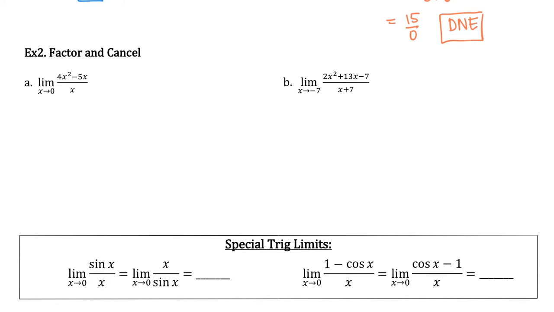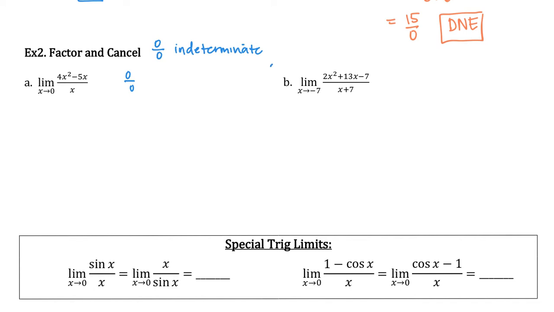If I do direct substitution here, limit as x approaches 0, let me plug in 0. At the top, I get 0 minus 0, which is 0, and on the bottom, I get 0. Now, if you get 0 over 0, this is what we call indeterminate. It doesn't mean it doesn't exist. It means I have no idea what it is, and I need to do more work to figure out the answer, because there is an answer there, but there's some kind of hole there.